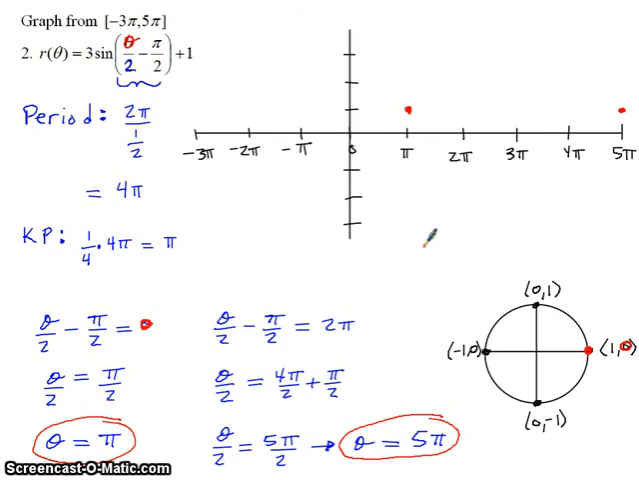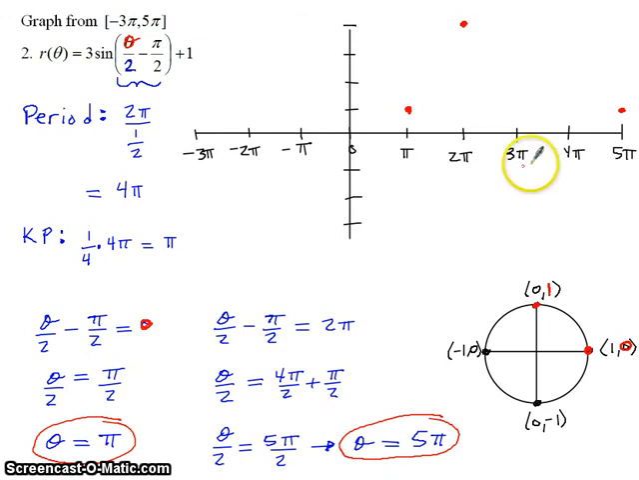So when I plug in 2 pi, I'm going to end up getting pi over 2. I'm going to go to this point here and I say, what is the sine of pi over 2? The sine of pi over 2 is equal to 1. 1 times 3 is 3 plus 1 is 4. So the next point is going to be up here. You could plug that in and do the work if you don't believe me.